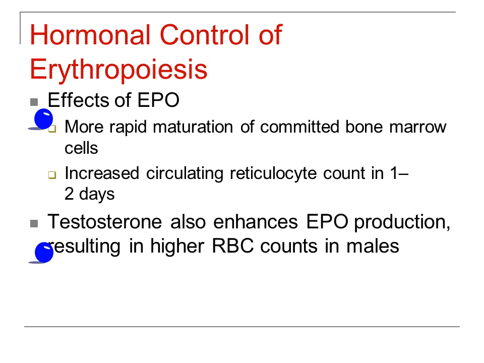And the effect of erythropoietin is that it causes more rapid maturation of committed bone marrow cells that will lead to production of more red blood cells. And these red blood cells will be produced and be at the reticulocyte stage, which will circulate in an increased manner. And the increased circulating red blood cell reticulocyte count is between 1 to 2 days.